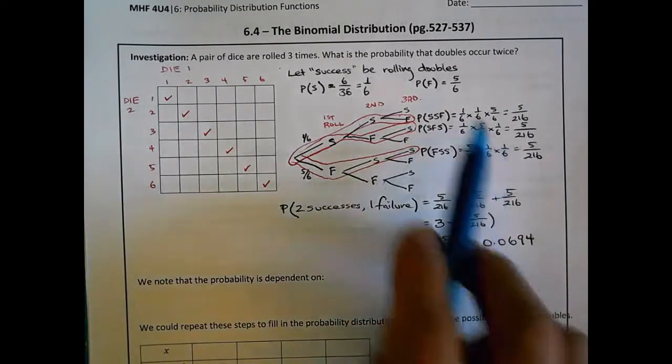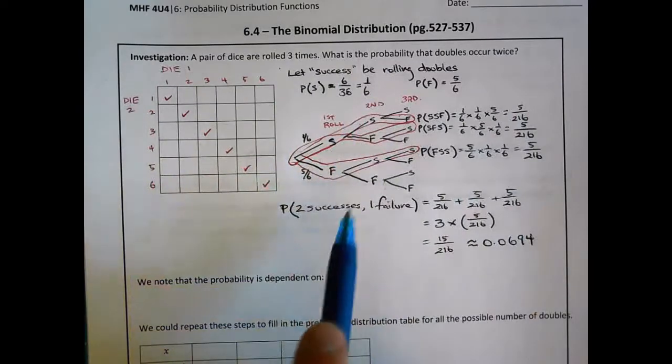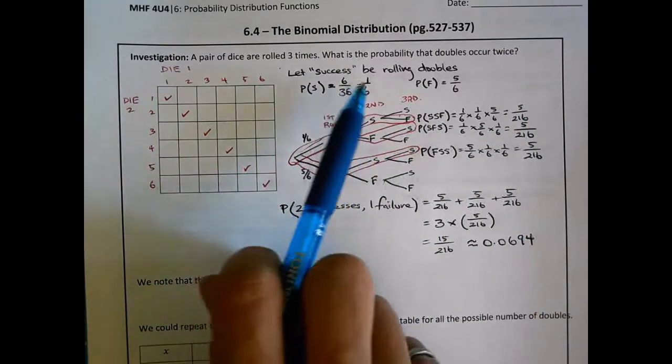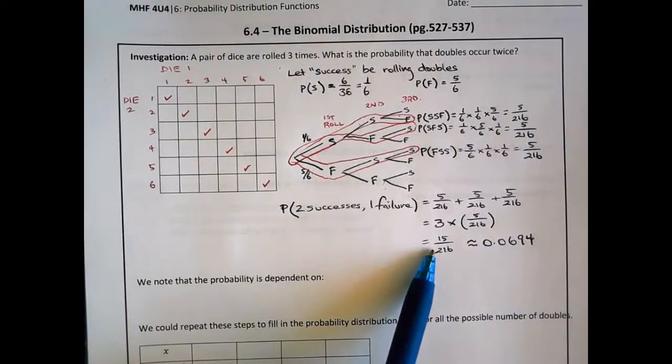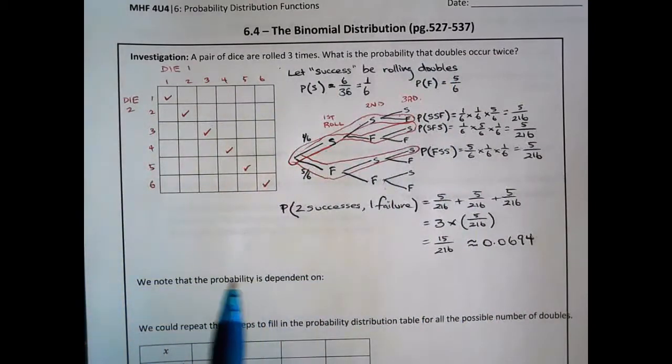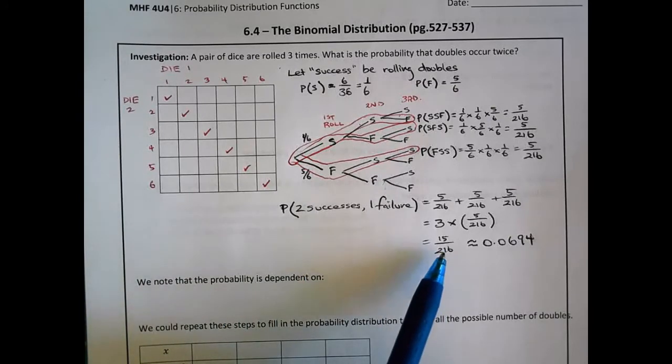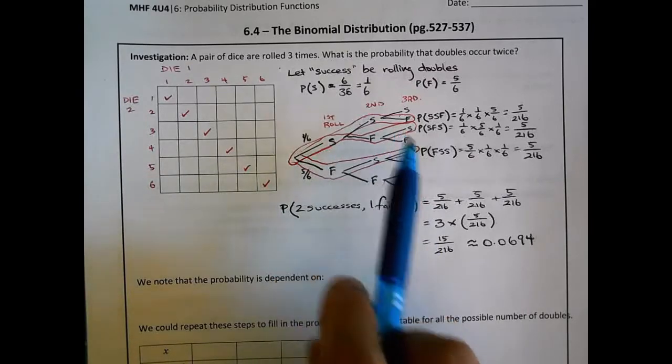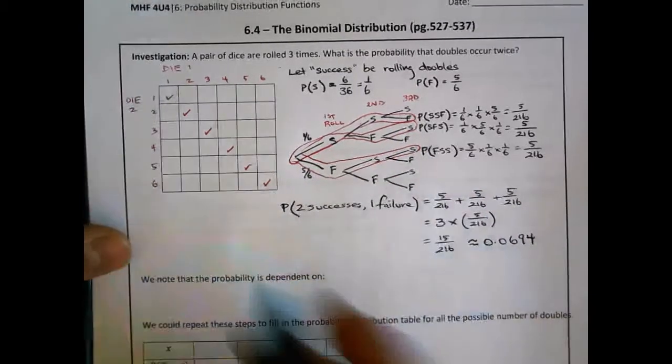So this follows a binomial distribution. We're going to learn a shortcut that allows us to jump right down to this number without having to draw a tree in the future. But the big thing to note right now is that this final answer depends on the number of trials I have and the probability of success.